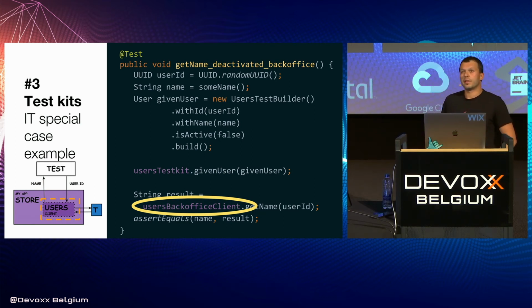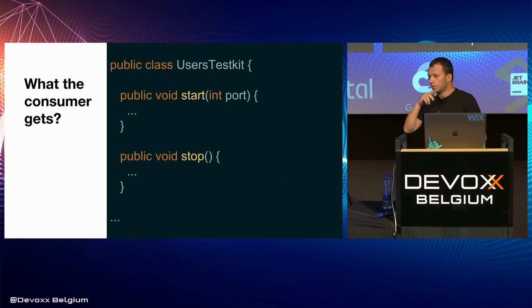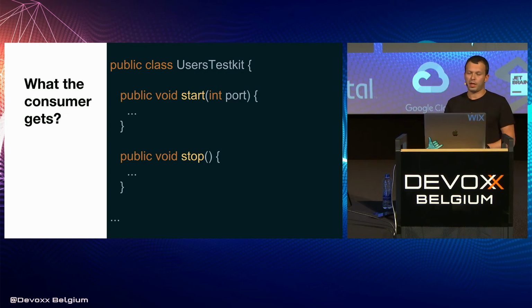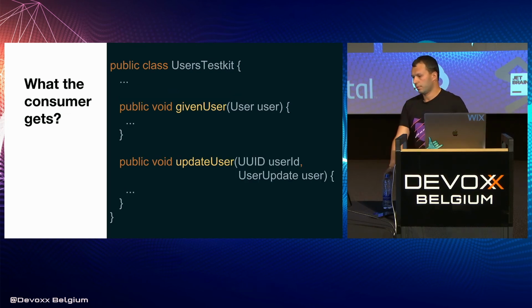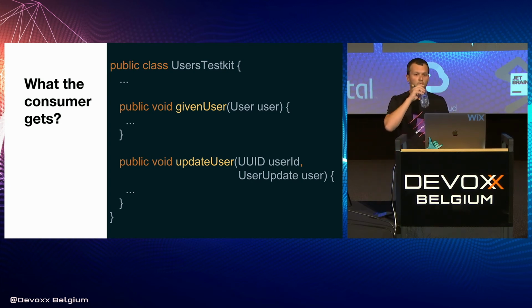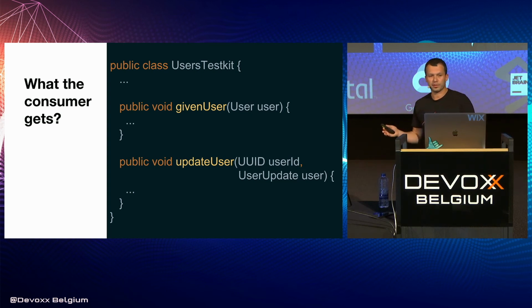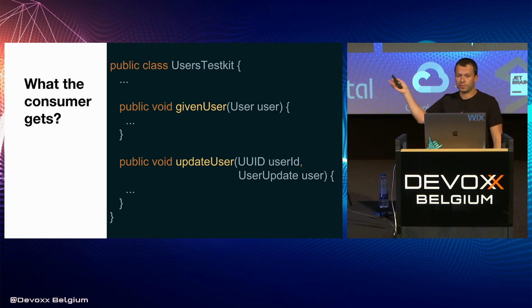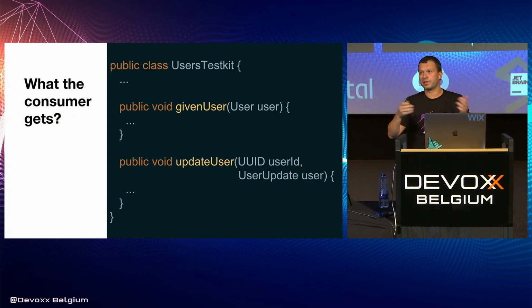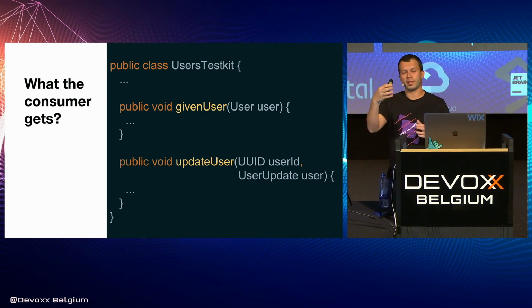So what does the consumer get? So you get a class. If it's Java, we usually have a start and stop method. If it's HTTP or some web, it usually has a port. And we have some methods that will help us to set it up. So we can say given user, and we can update user, etc. Now for the update user, we don't provide it a user because some fields can be updated, some fields can't. So again, it's your way to communicate with your consumers about your contract.